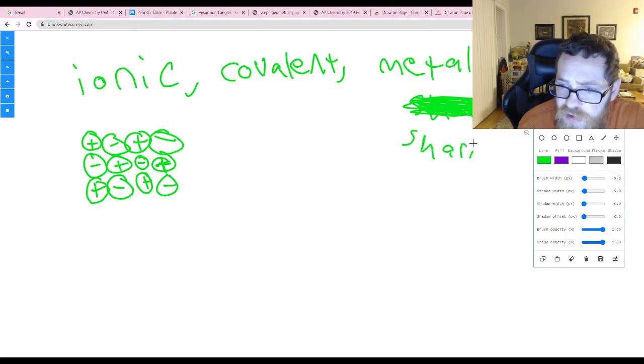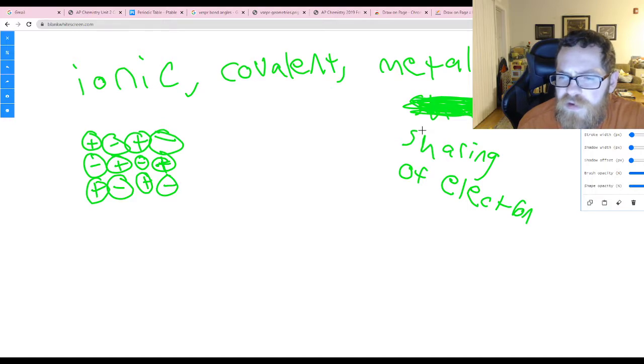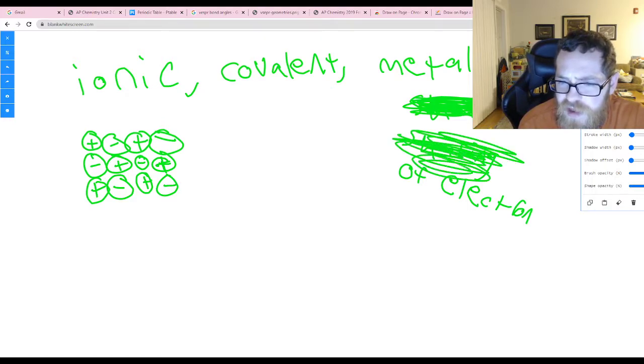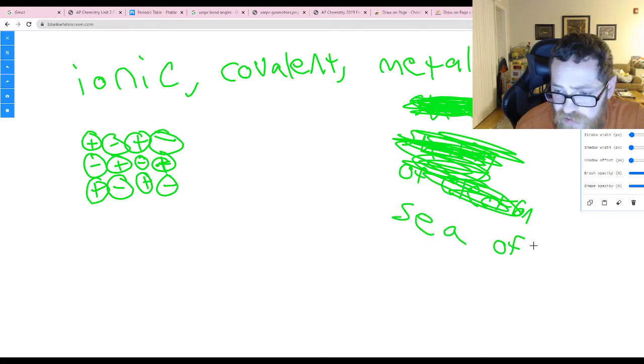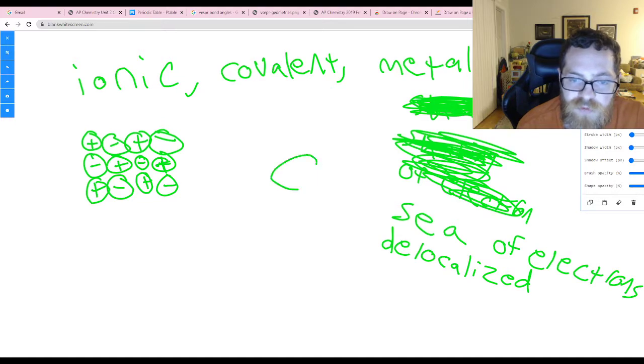A sharing of electrons. No, sorry. That's covalent, sorry. A sea of electrons. That's what my brain was thinking, and then my hand just wrote something else, and I just read what I wrote. A sea of electrons. The important part is these electrons are delocalized. So a localized electron would be where you have an atom with a nucleus in the middle, and the electrons stay within the electron cloud of that atom.